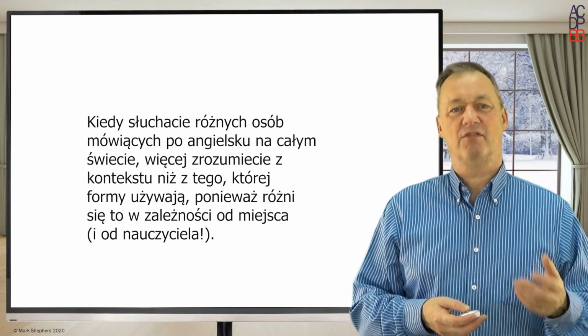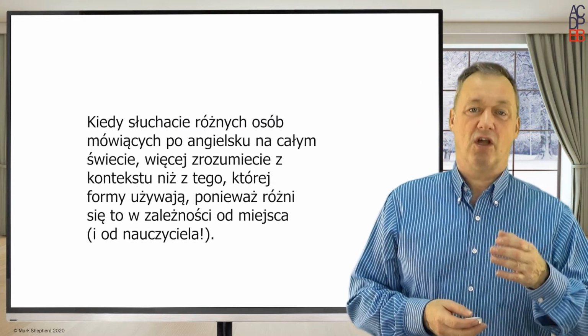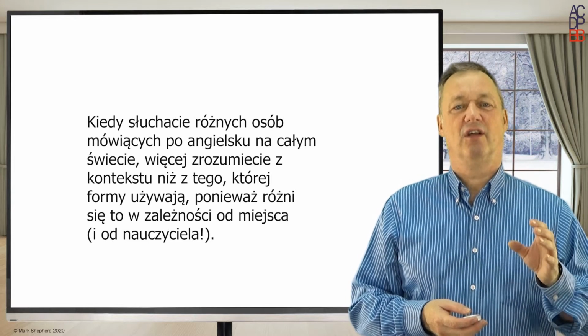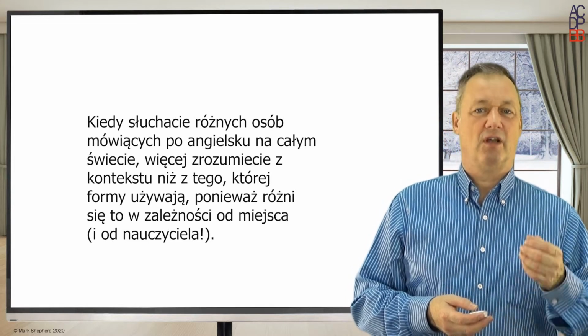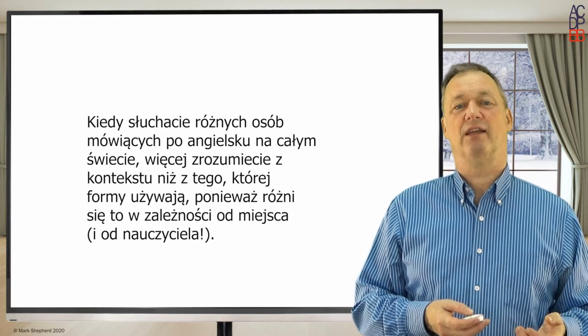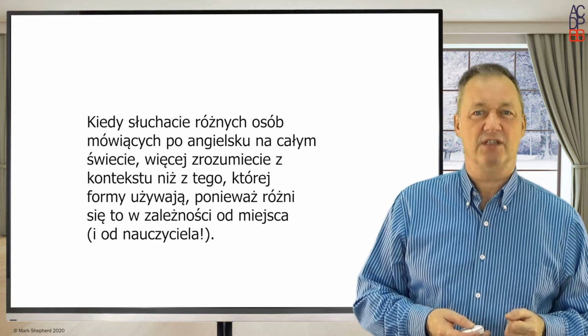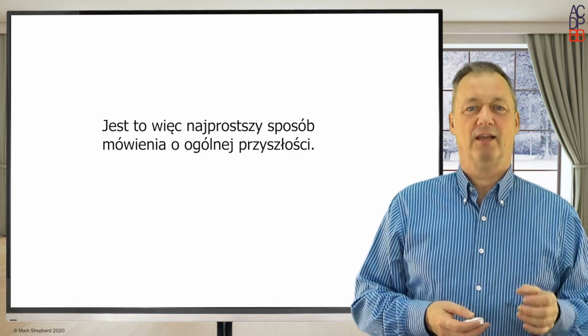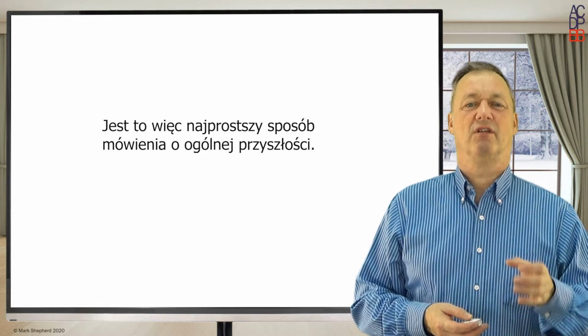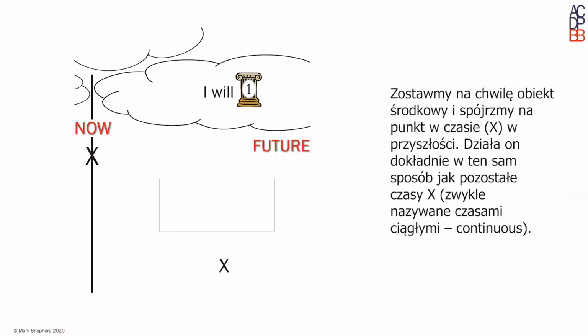When you're listening to different English speakers around the world, you'll understand more from the context than from which form people use, because it varies from place to place and from teacher to teacher. So, it's the simplest way to talk about the general future. So let's leave the one in the middle for the moment, and we'll look at the point of time, X, in the future. This works in exactly the same way as the other X tenses, usually called the continuous tenses.